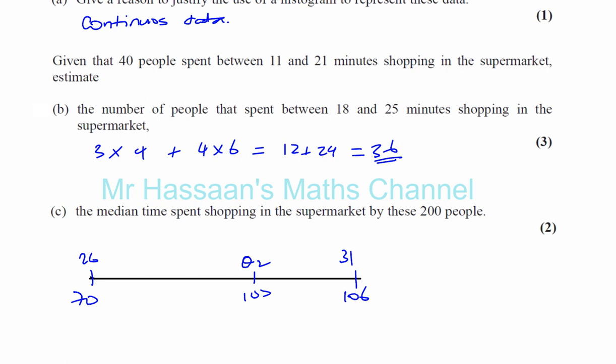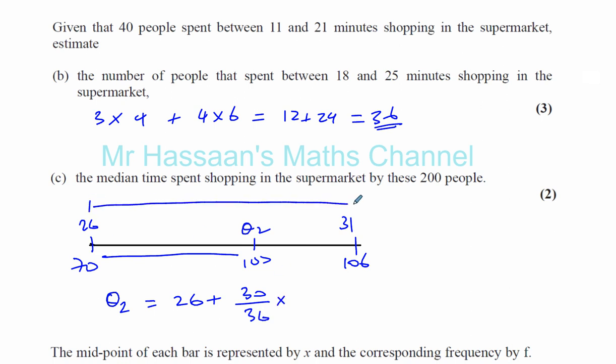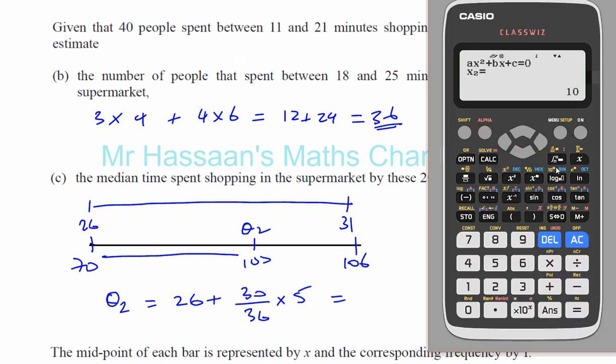So we can use what's called linear interpolation. I can just use proportion. I know Q2 is going to be 26 plus, now how far along this group is it? Well, you can see it's 30 along the group out of a total of 36, times the width of the group from 26 to 31, which is 5. So that will tell us what Q2 is.